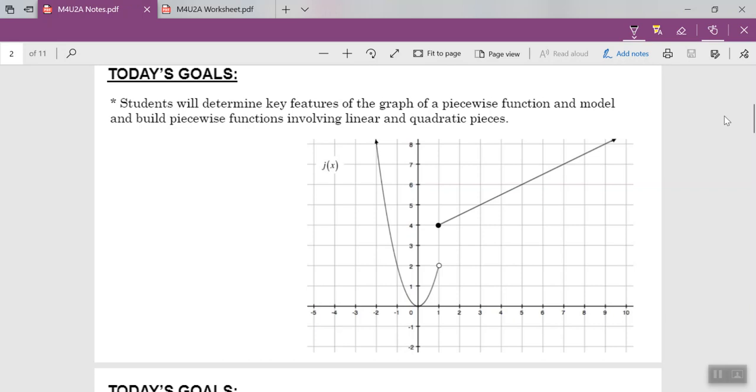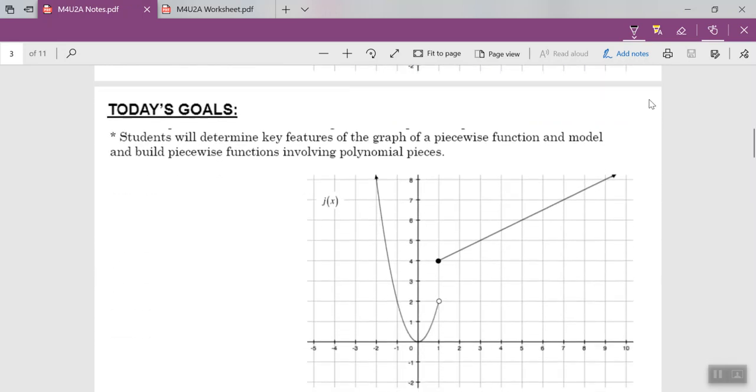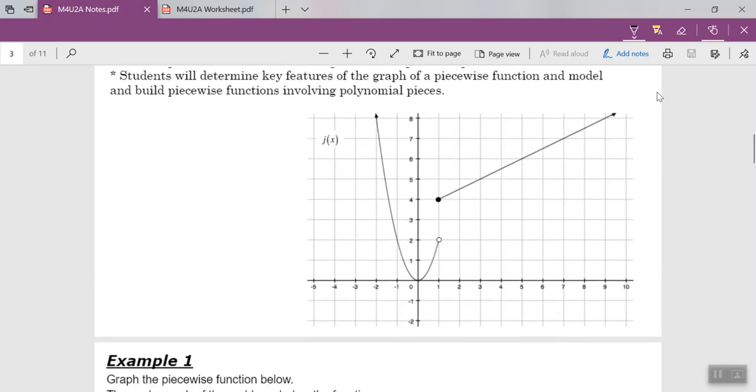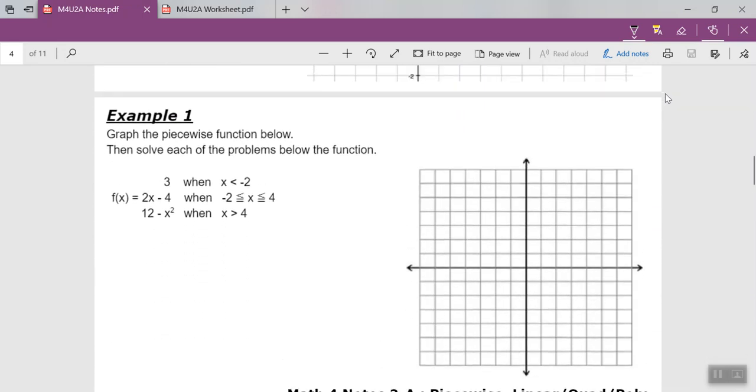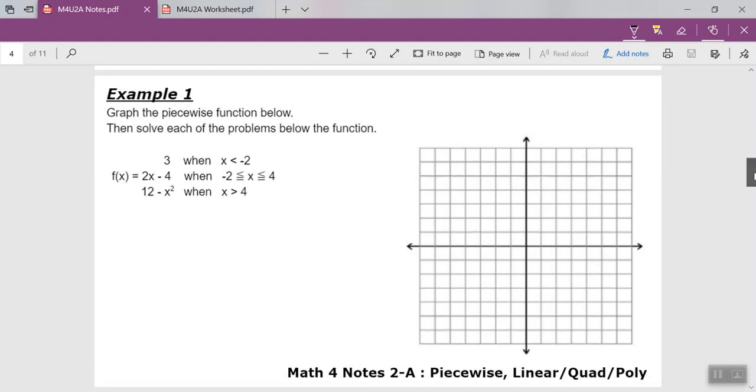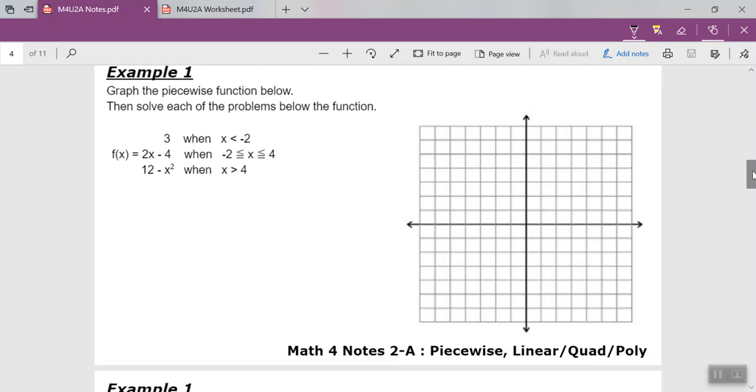We're also going to be able to look at the function and make a graph from it, both forwards and backwards. But also one of the things that we're going to wind up doing is taking information that is basically a word problem and turning it into a piecewise function. So those are the things that we're going to do today. Now, let's start with if I'm given the function, how do I make the graph?